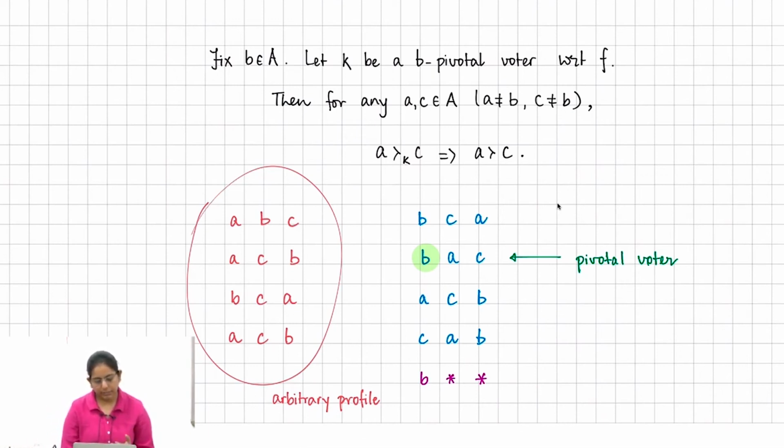So let's work with an arbitrary profile at this point, where we want to argue that this happens. Let's just recall that the kth voter for us was the second voter. Let's just work with that. In this case, the second voter is saying A over C, and we want to argue that the mechanism indeed outputs A over C for this arbitrary profile.